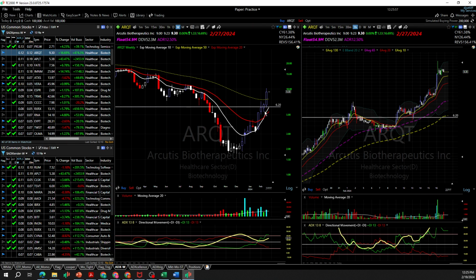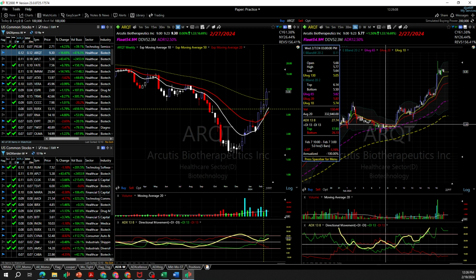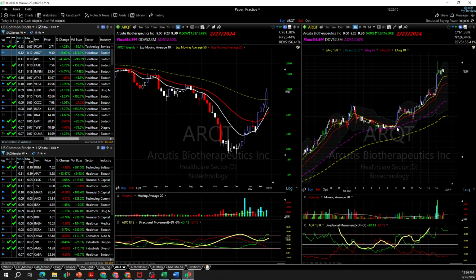Looking at the pullback on a weekly, there is a pause bar here, but if you look at the hourly, you can see the moving averages are sloping down, and then you get this big pop. You can see it start to grind and wedge into these declining moving averages, and then it pops out of that.